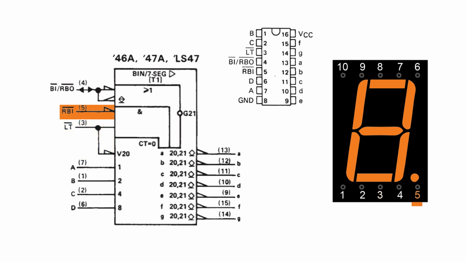Pin 5 is a ripple blinking input. If this pin, plus the 4 inputs are low while LT is high, all segments are off. Pin 4 has 2 functions. The first, blinking input, is active low. So when this pin is low, all segments are off, no matter the status of the inputs. The second function, ripple blinking output, is to provide a low level if inputs A through D and RBI are at low level while LT is at high level.